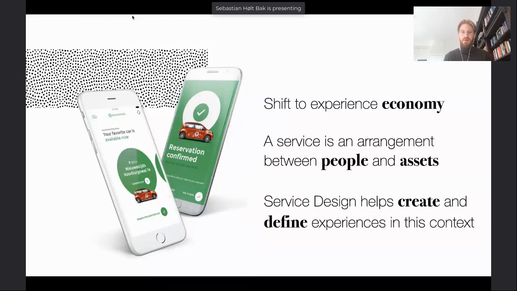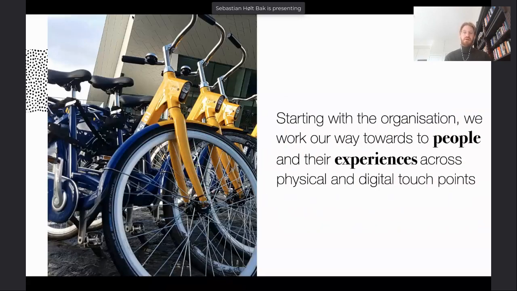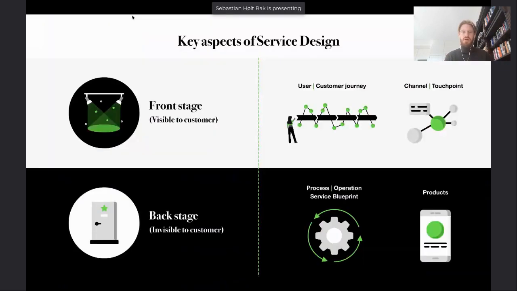So to talk a bit more about how we practically apply service design, our initial approach always starts from the organization, and in a balanced manner, we work our way towards the user. So it's first understanding what the problem or opportunity might be, and then framing it in a way that finds a balanced solution across the entire value chain. In more classical terms, what we're looking at is the front and the backstage, which I'm sure you have heard of as key aspects of service design.